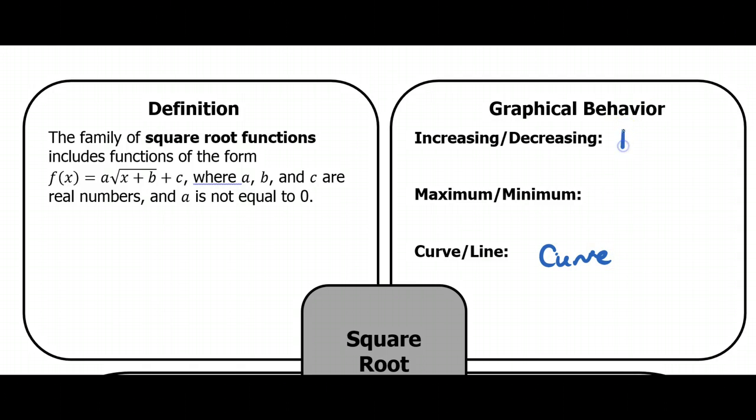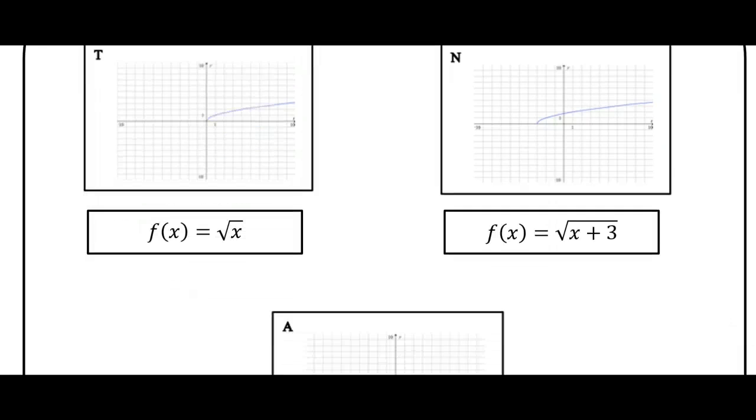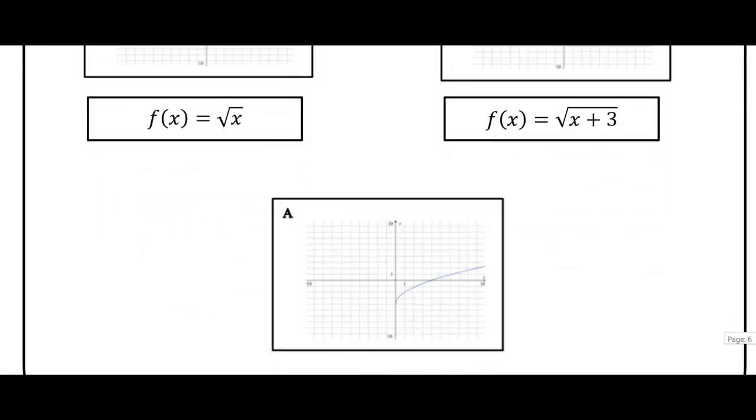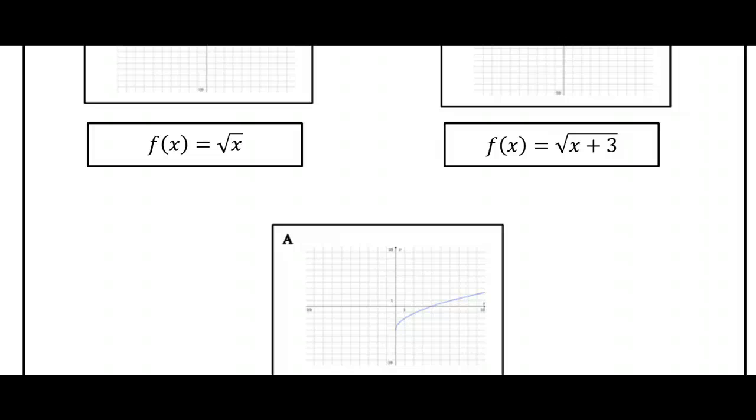In terms of increasing or decreasing, even though all the ones I've shown you are increasing, they can actually do either. There are examples of decreasing graphs as well. And in terms of a maximum or a minimum, they will have either one or the other. Each of these graphs here is increasing because the y value gets larger as you go left to right. You could also have a square root function that looks like this, and that has this shape right here. So that would be an example of a decreasing function.